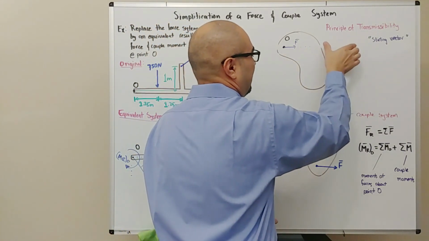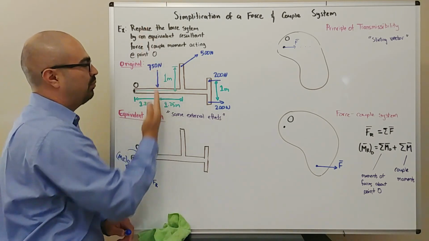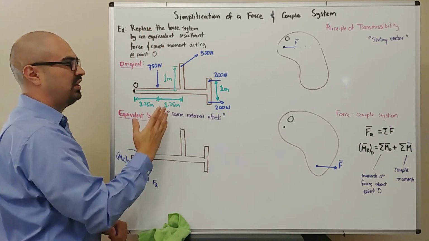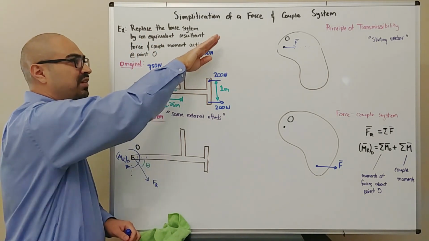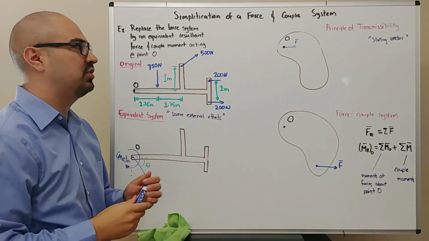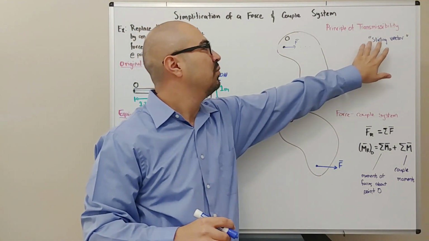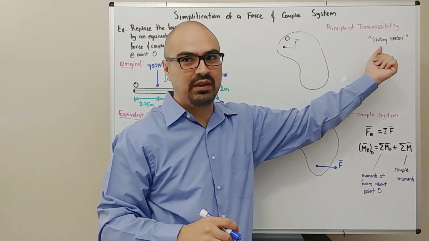Anytime you see a vector, like for example this one, I can slide it up and down, and it's not going to change the effects on the body. This one over here that's at an angle, as long as I slide it along its line of action, it's not going to change either. That is called the principle of transmissibility. You can think of it as treating any vector as a sliding vector.